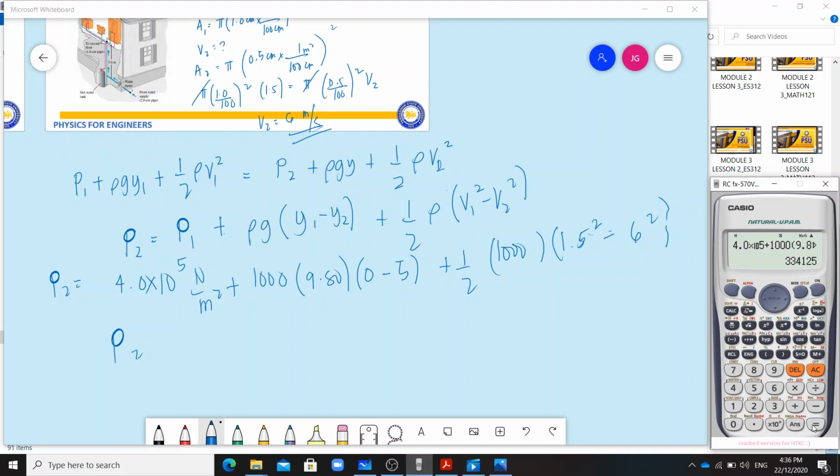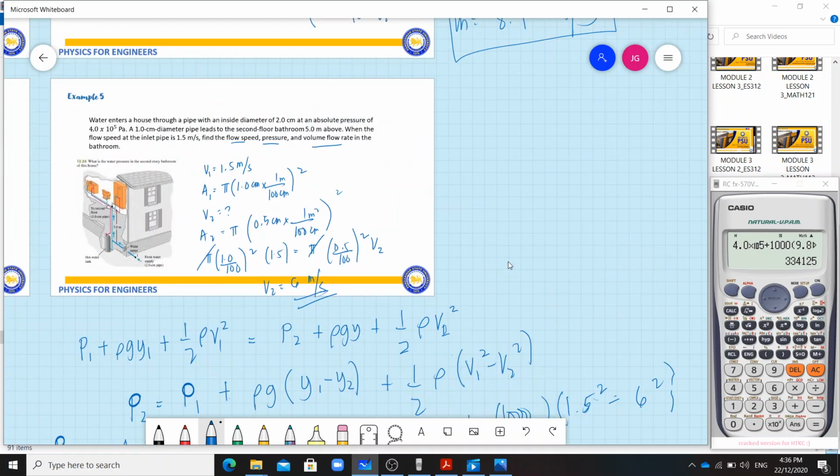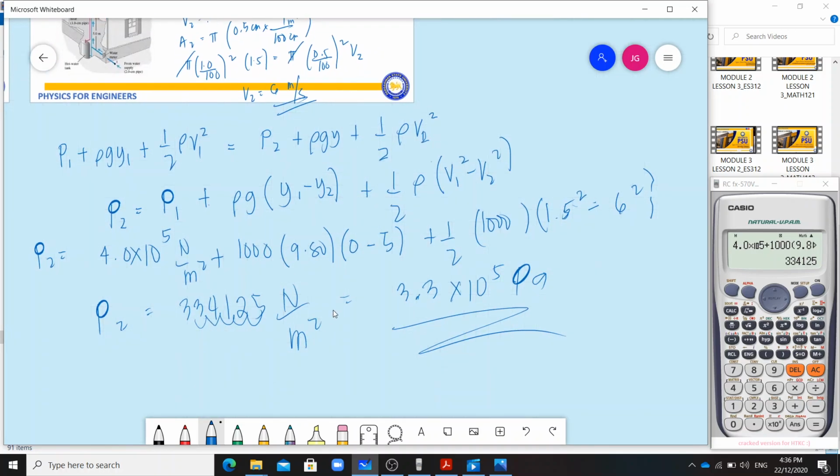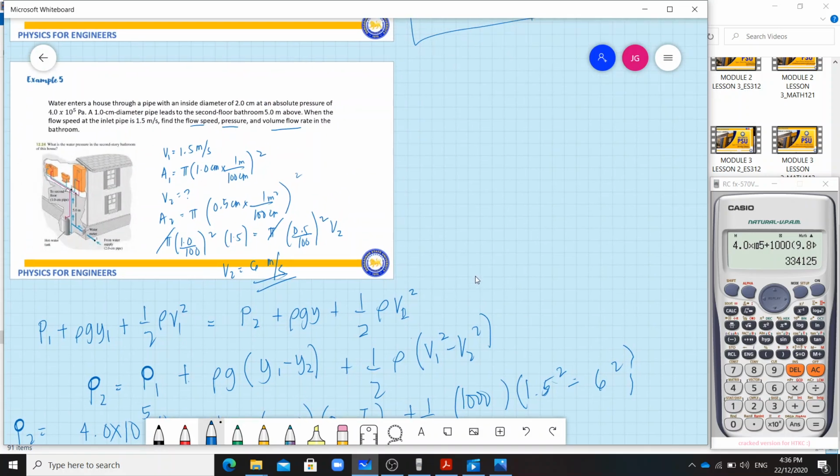Okay. So, ang pressure natin sa loob ay 334,125 Newton per meter squared or 3.3 times 10 raised to 5 Pascal. Okay. So, ayan, meron na tayong pressure and the volume flow rate. Ang volume flow rate dun sa may bathroom.